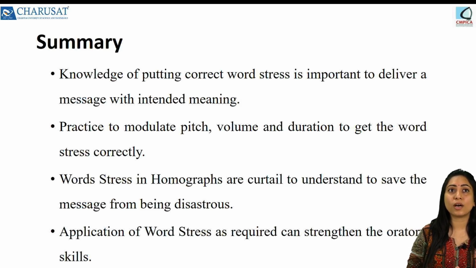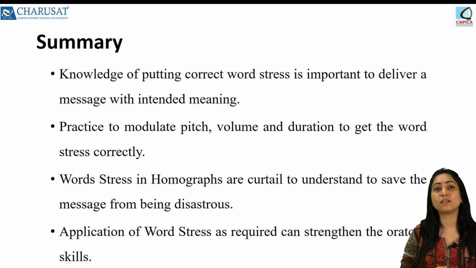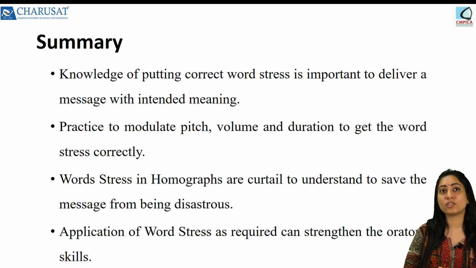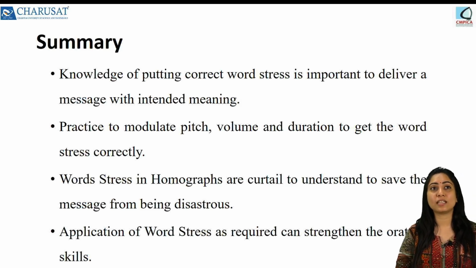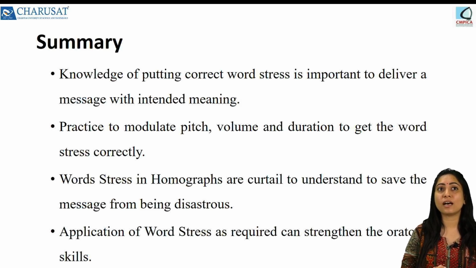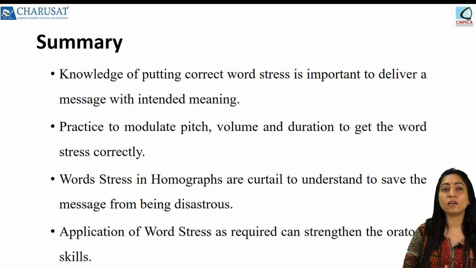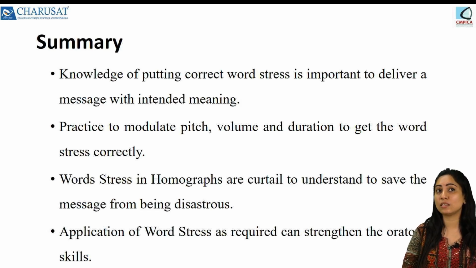We also need to understand that only using correct pronunciation and word stress will save us from the message being disastrous, right? So if you don't want your message to be delivered in a haphazard way, you will have to learn all of the word stress that are required in the English language. And at the end, last but not the least, I would say that application of word stress is required, and when they are required, if we utilize them, it can strengthen the oratory skills of an individual.